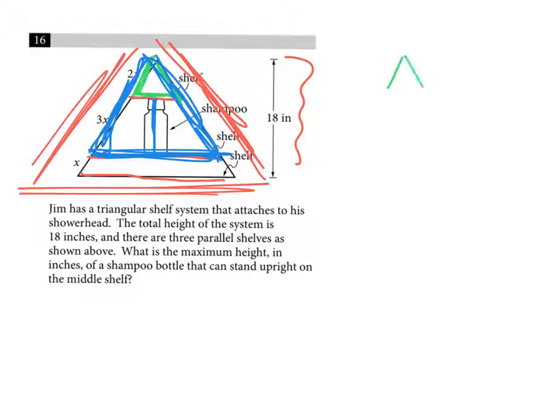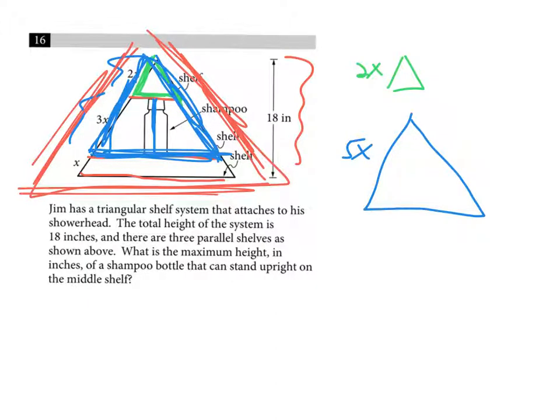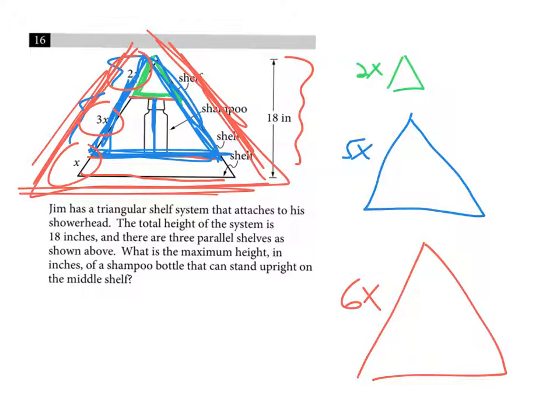And sometimes it helps to separate the triangles. So there's my green triangle, and the height is 2x. My blue triangle, you have 2x and 3x, so this side is 5x. And then I have the big red triangle, whose, when I say height, I mean the left-hand side, is 2x and 3x and 1x, which is 6x. Now I'm going to be able to set up ratios based on the fact that all 3 of these bottom sides are parallel.